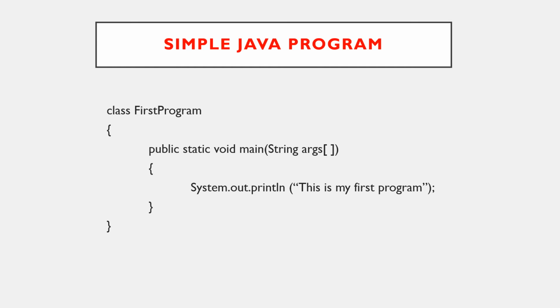The second line is an opening brace. Every class definition in Java begins with an opening brace and ends with the matching closing brace. The next thing is public static void main String args. It defines the method named main. Every Java application program must include the main method. This is the starting point for the interpreter to begin the execution of a program.